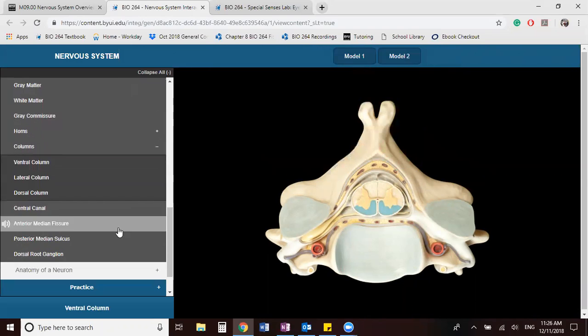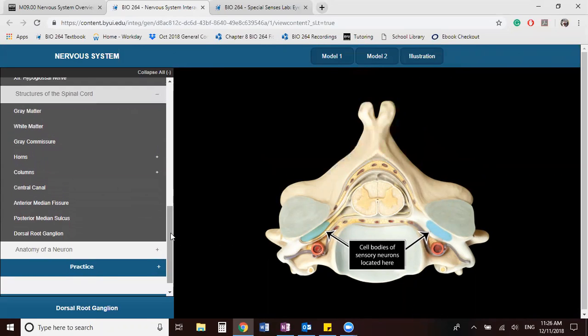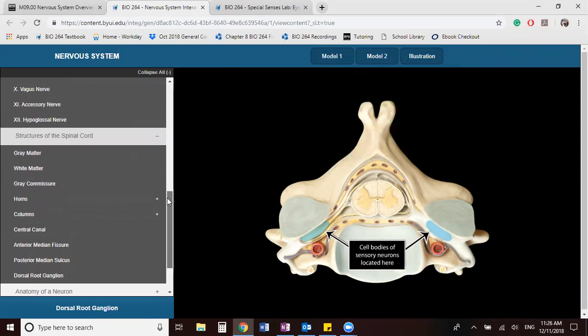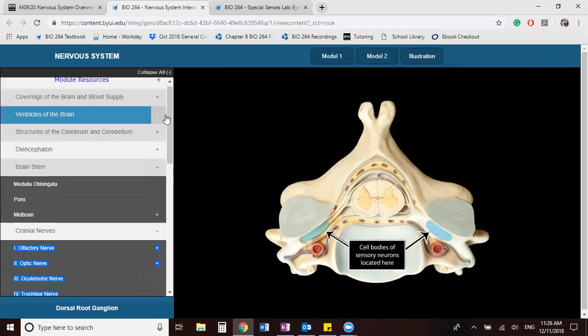Same with the dorsal root ganglion, they would be highlighted, but people just didn't see that. And I really don't want you guys to miss points just based on not being able to see the highlighting of it. So I just wanted to go over that from last week so that you can get some of your points back when it comes to the test.